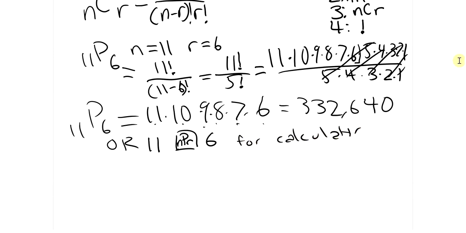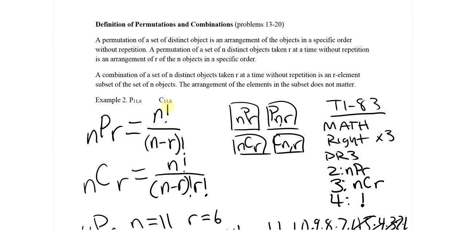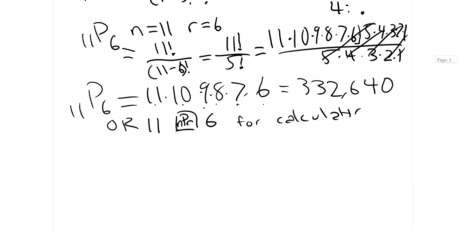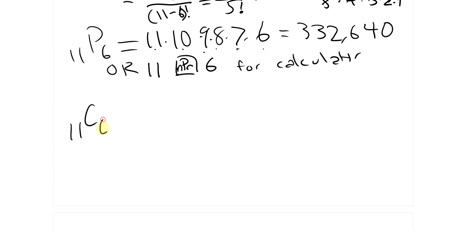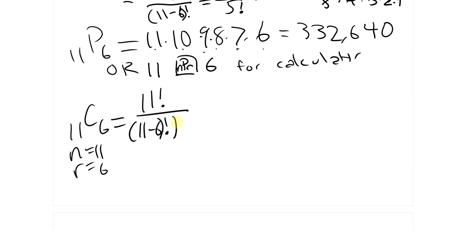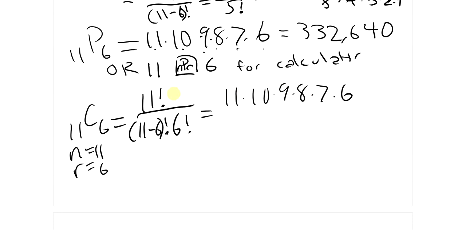And then our second example, which is 11C6. n is still 11 and r is still 6. So our equation is 11 factorial over 11 minus 6 factorial times 6 factorial. So that's 11 times 10 times 9 times 8 times 7 times 6, because this part of the equation, we already did. That is our permutation.